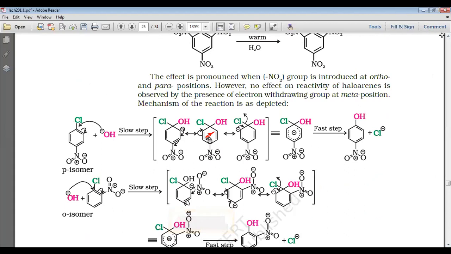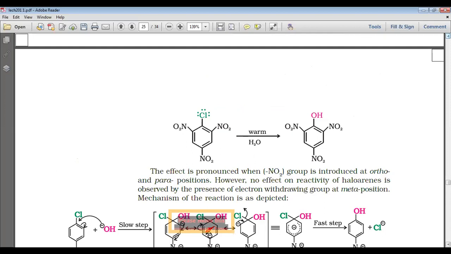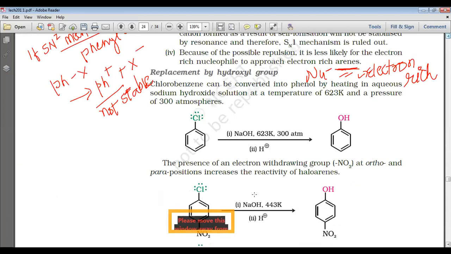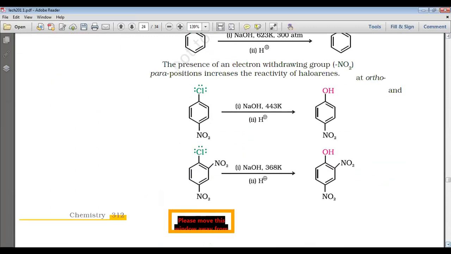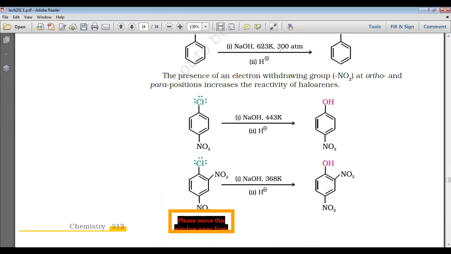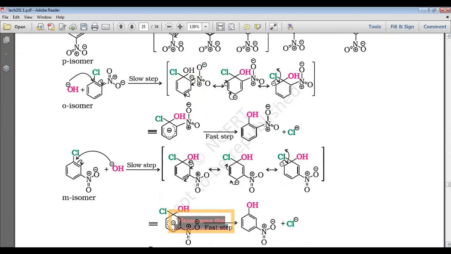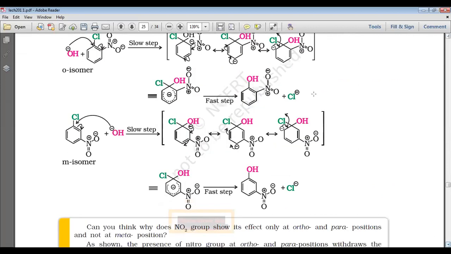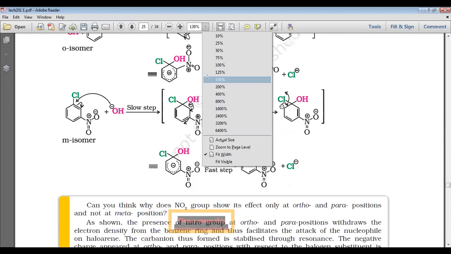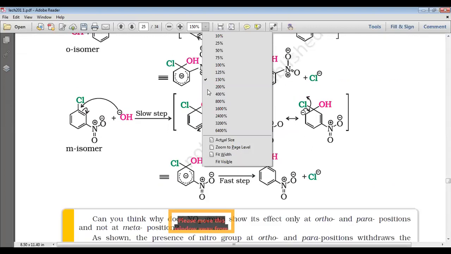So instead of, my dear students, taking orthonitrophenol or paranitrophenol, if we would have taken metanitrophenol, then the same 623 Kelvin and 300 atmospheric pressure would be needed. So why is it so? Why is the attack of OH difficult when it comes to the meta isomers? To understand this, let us look at this reaction, my dear students, that I am going to show you.